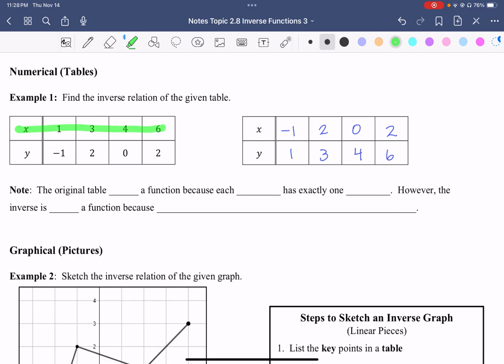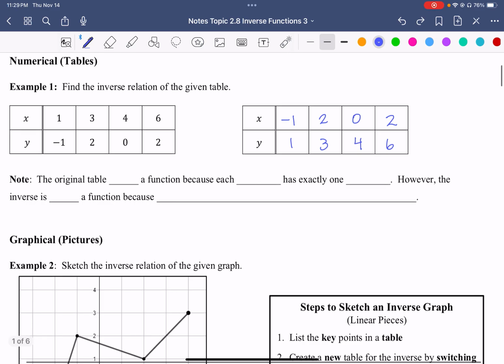So all you do is take the original x values and they'll be the y values of the inverse. And the original y values will be the x values of the inverse. They do not switch signs. Okay, so don't change the signs. Don't make a negative into a positive and vice versa. That's not what you're doing. All you're doing is switching the x and the y values.